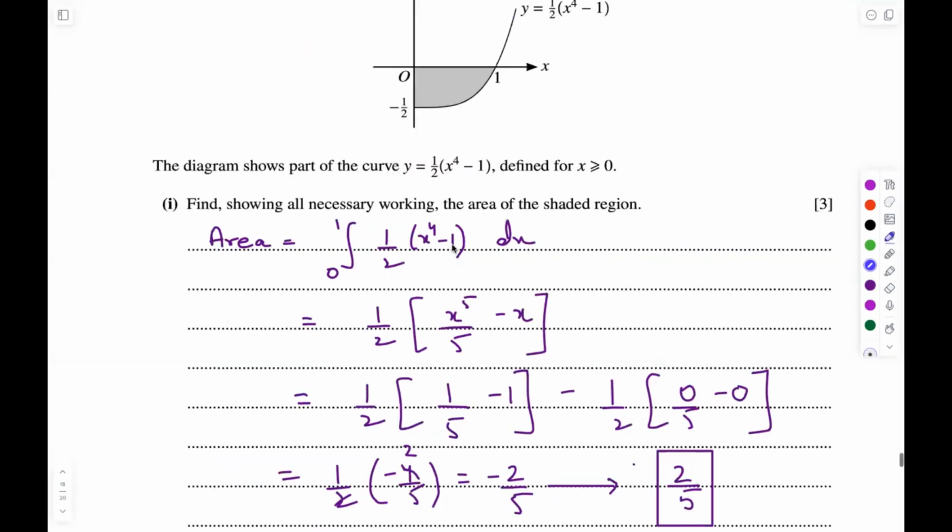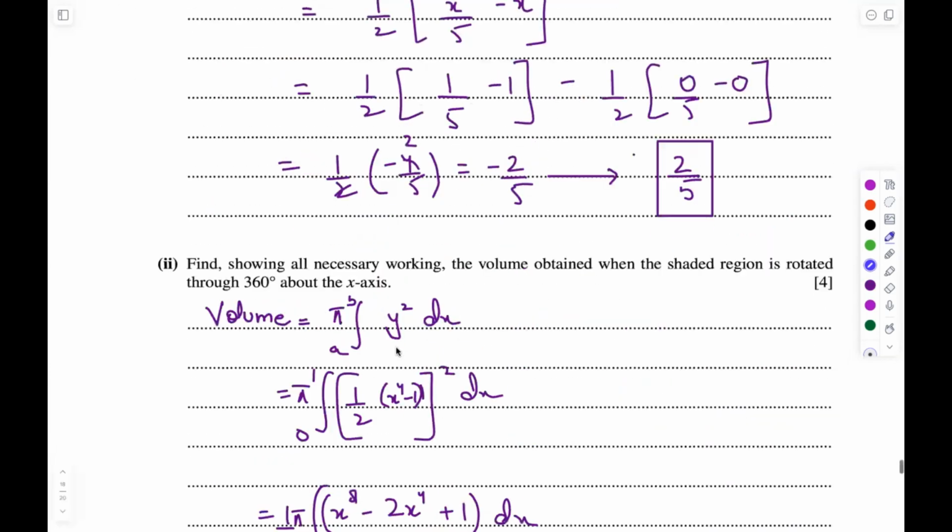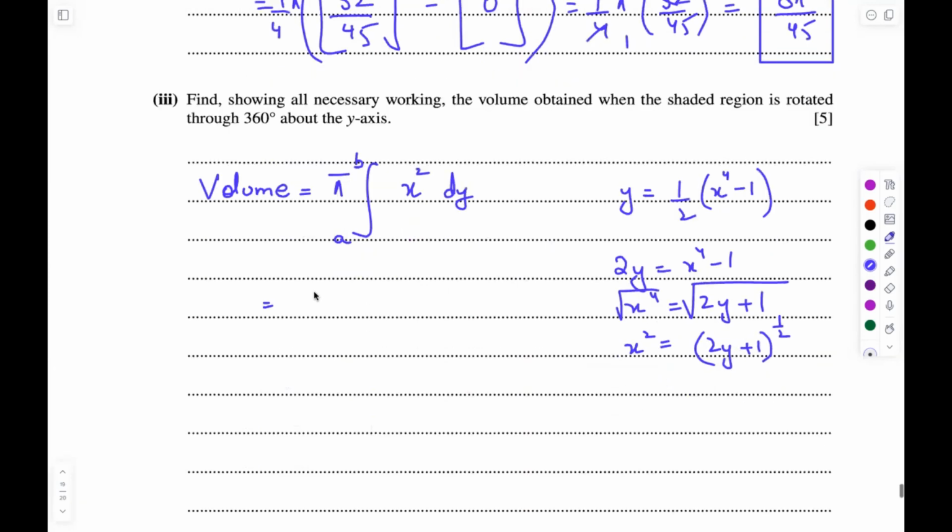And if you look at the diagram, the limits will be taken in terms of y. So the limits will be 0 and minus 1 upon 2. And the expression for x squared will be 2y plus 1 to the power 1 upon 2.